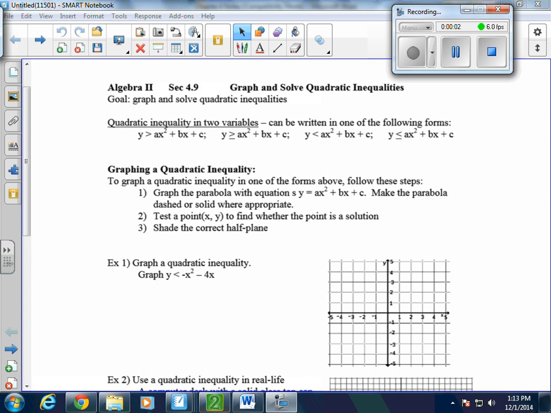Section 4.9 is on graphing and solving quadratic inequalities. And our goal in this section is to graph and solve those quadratic inequalities. So we're going to be using inequalities such as greater than or equal to, less than or equal to in two variables. So they can be written in these forms.